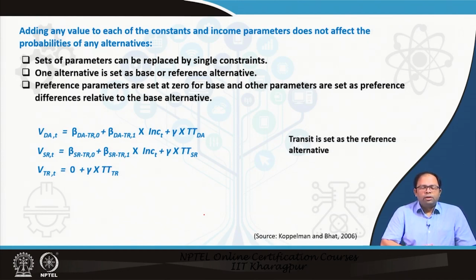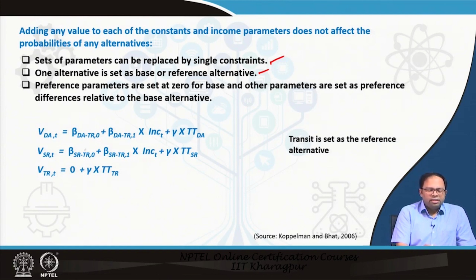Because adding any value to each of the constant and income parameters does not affect the probabilities of any alternative, as we have discussed, sets of parameters could be replaced by a single constraint. One alternative is set as the base or reference alternative, and preference parameters are set at 0 for the base, and other parameters are set as preference differences relative to the base alternative.